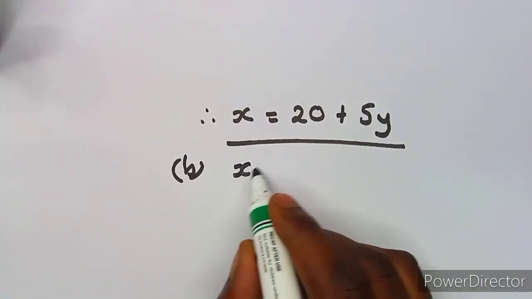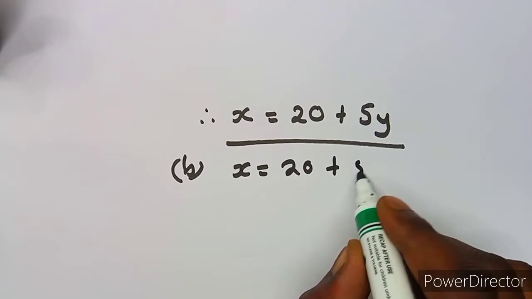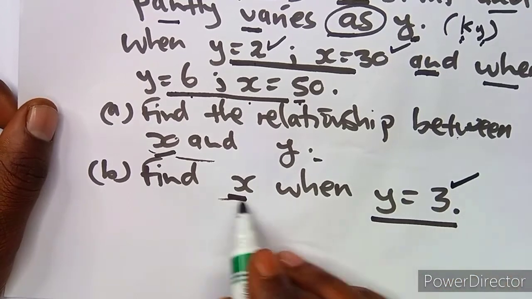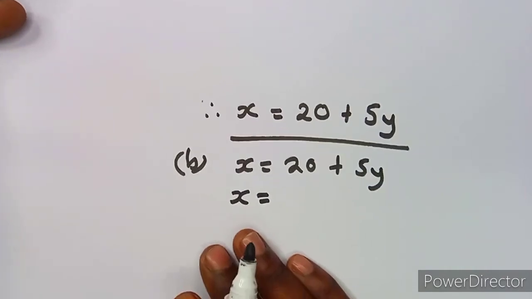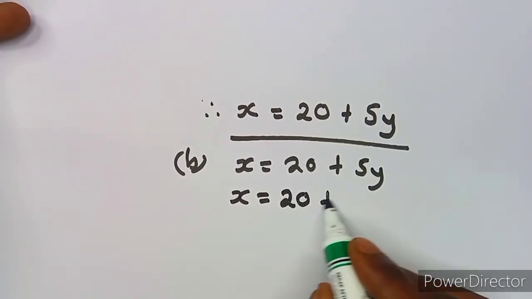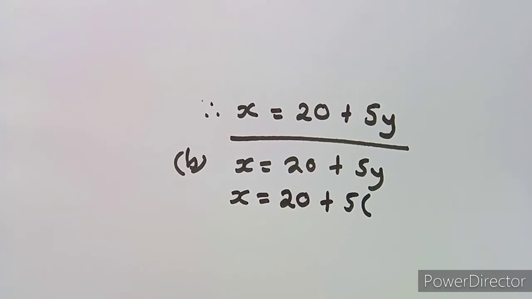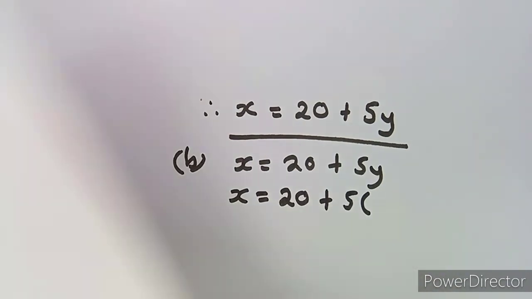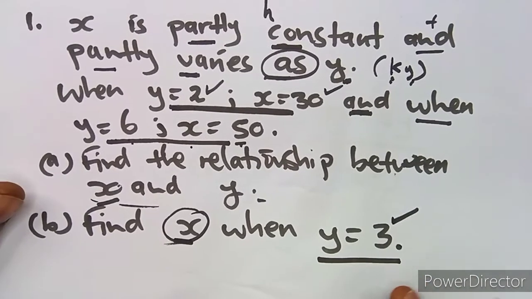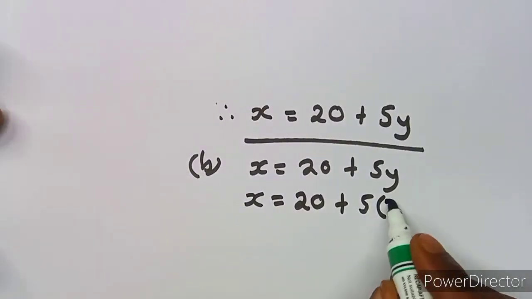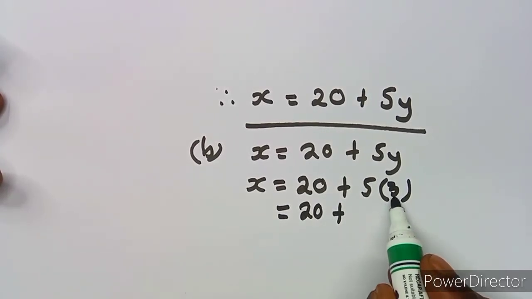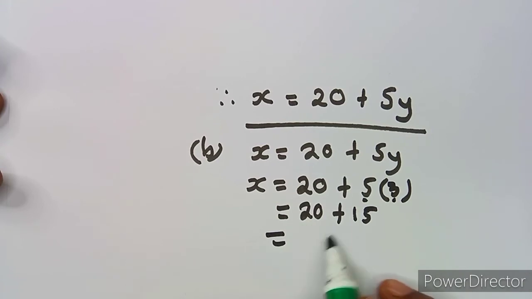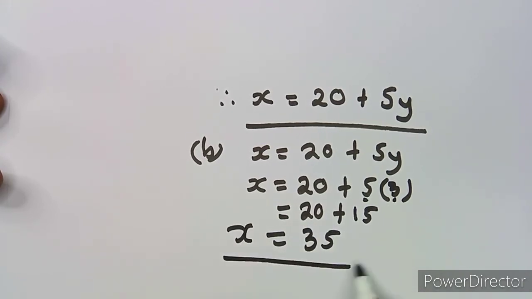Okay, so since we know that x is equal to 20 plus 5y, you are simply going to substitute, because you are given the value of y is 3 and you want to find the value of x. So x is equal to 20 plus 5 into the value of y, which you are given in this case, which is 3. So take note here, your y is 3. So what are you going to have? 20 plus normal multiplication, 5 times 3, which is 15. Then you can add, which is going to give us 35. So x is equal to 35.